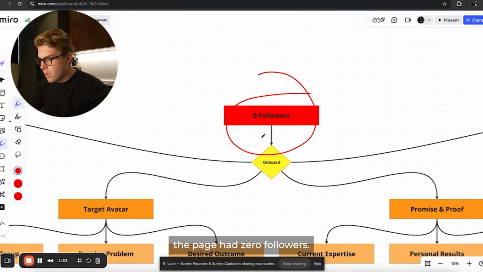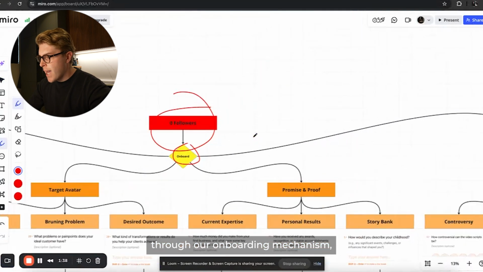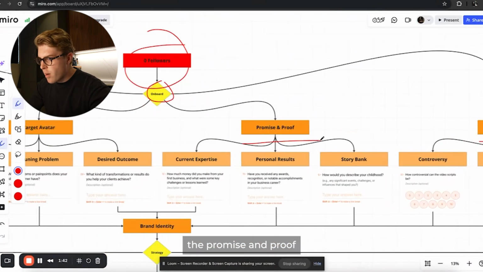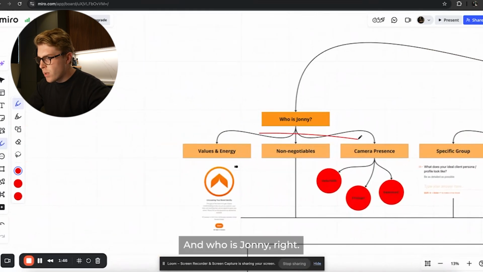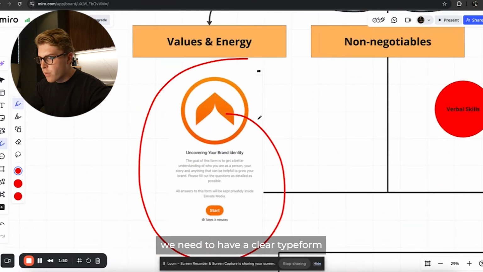Now let's dive over into how we actually did this, because when Johnny came to us, the page had 0 followers. So what did we do? We onboarded Johnny through our onboarding mechanism, and that's where we really dove deep into these 4 pillars: the content constraints, the promise and proof, the target avatar that we want to target with this content, and who is Johnny, right?